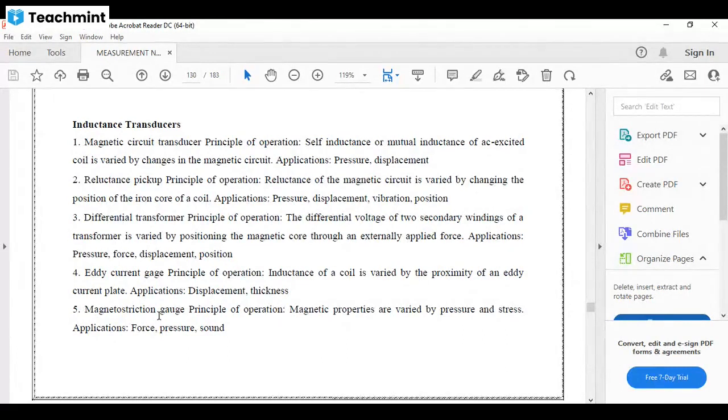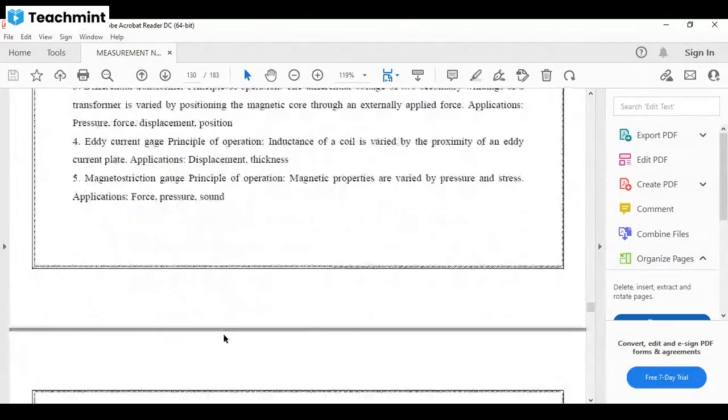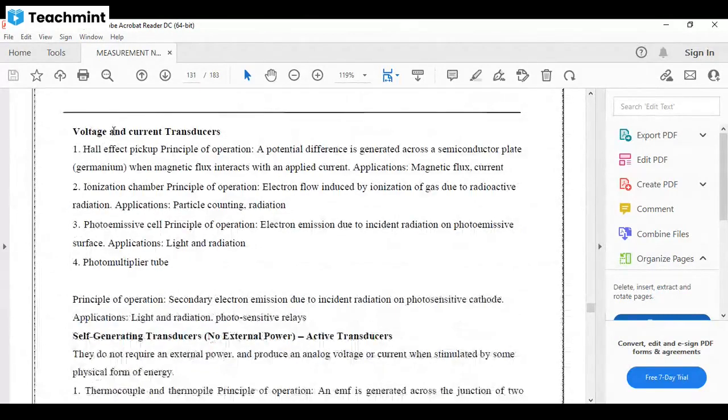So using this type of inductive transducer, you can measure force and pressure and also sound. And the next one is the voltage and current transducer.